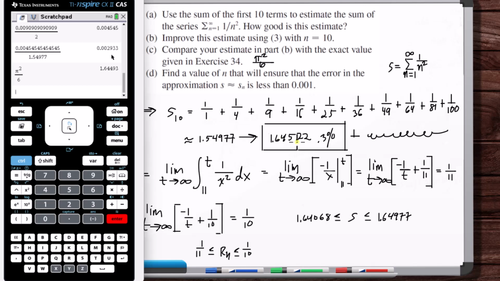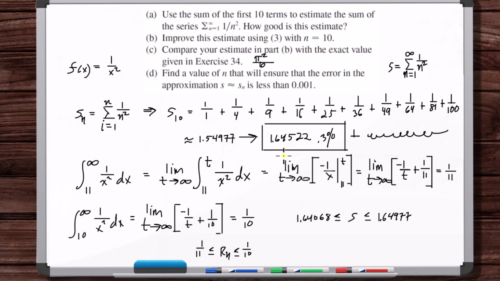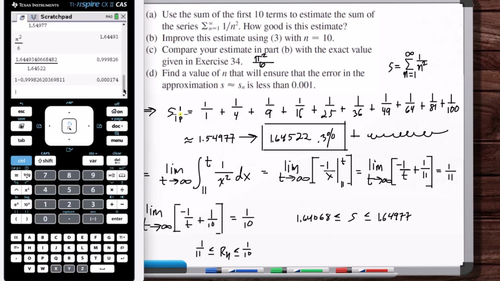And so we're at worst 0.3% away according to the remainder theorem, but let's see how much we were actually away. So this divided by 1.64522, we were actually 0.02% away. So we knew we were at worst 0.3% away, but we were actually 0.02% away.